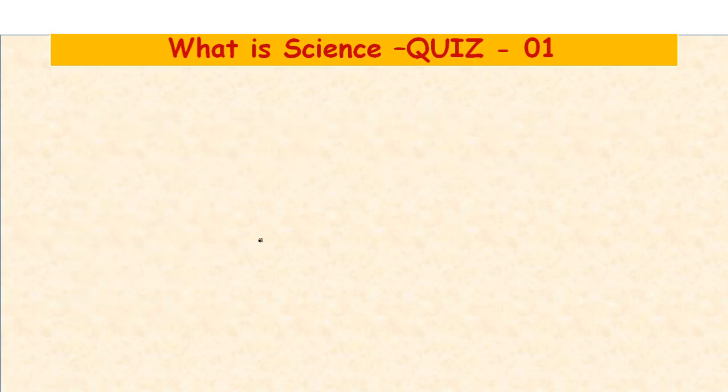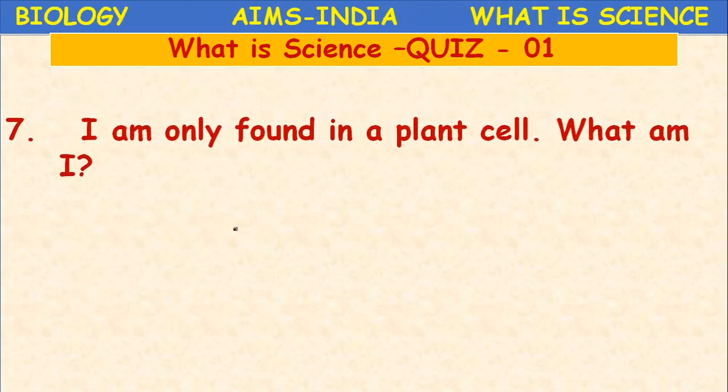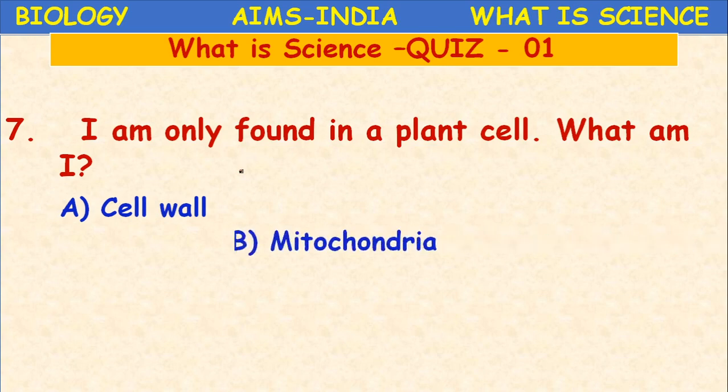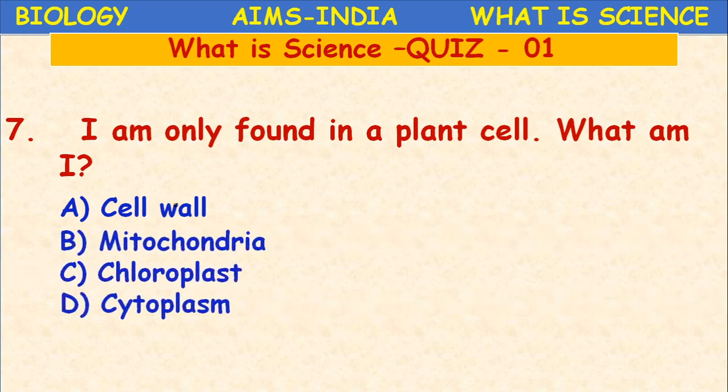Next, I am only found in a plant cell. What am I? Here cell wall, mitochondria, chloroplast and cytoplasm are given.